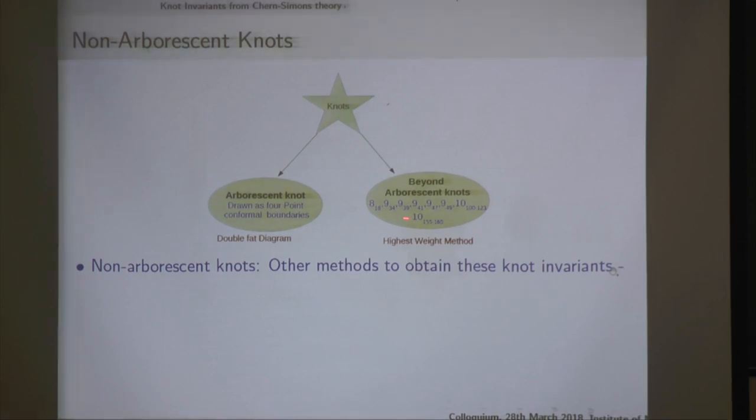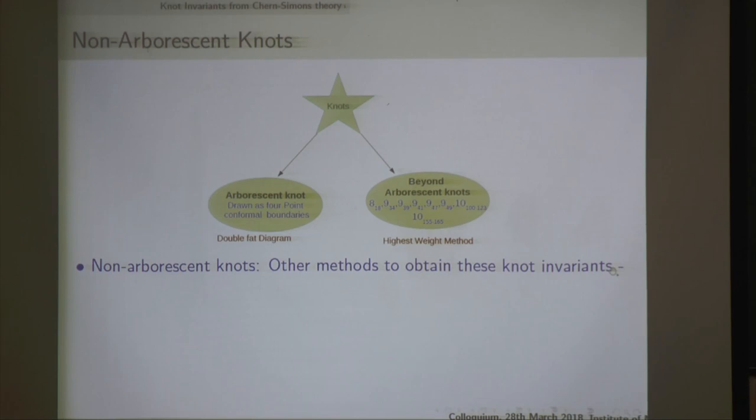If you go beyond arborescent, you do have, even in the 8 crossing, as I said, 8-18, and 9-34, and in the 9 crossing you can see there are 5 of them, and in 10 crossing there are many actually. Up to 10 crossings we wanted to at least fill the website with all the polynomials for at least colors up to 4 symmetric boxes, and we were stuck with these examples, and this was one of the reasons why we were forced to use other methods.